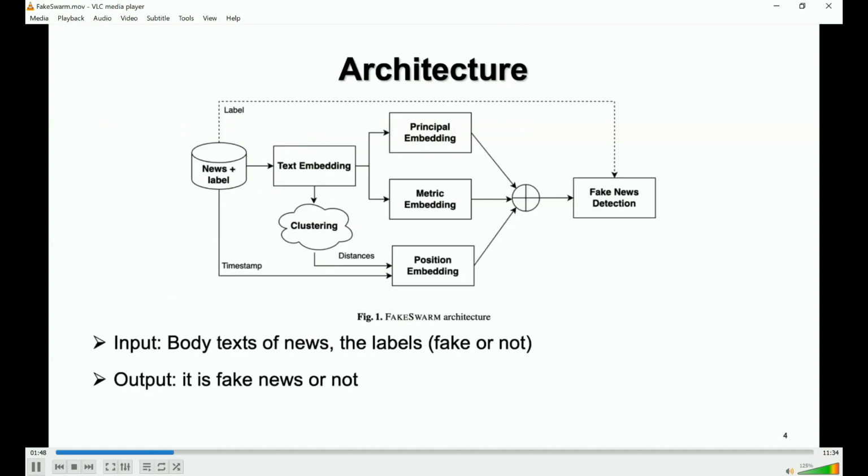This is the architecture of our system. It's a fake news detection system leveraging the swarming characteristics of news to improve the detection accuracy. It takes the body text of the news as input data and predicts whether the news is fake or not. The approach leverages the concept of swarming, which refers to the tendency of fake news to spread quickly and widely across online platforms. A swarm is a group of fake news with similar topics that occurs in a concentrated period of time.